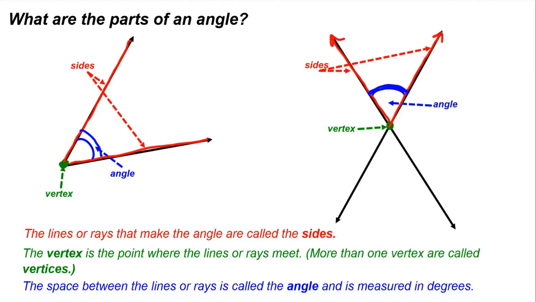And then something to note as well, when you have more than one vertex, it's called vertices. They are called vertices, not vertexes. So don't try to pluralize vertex in that way. More than one vertex is called vertices.